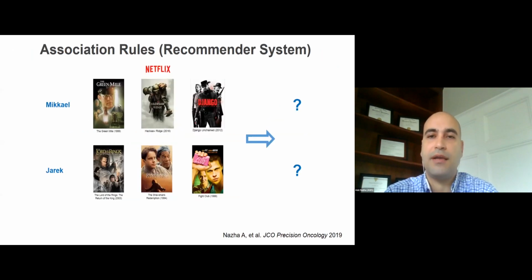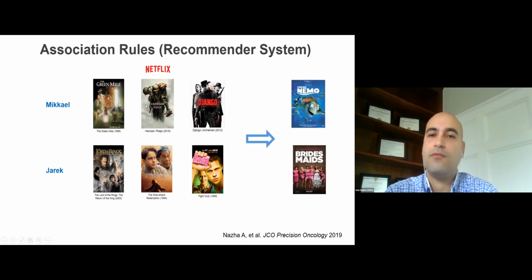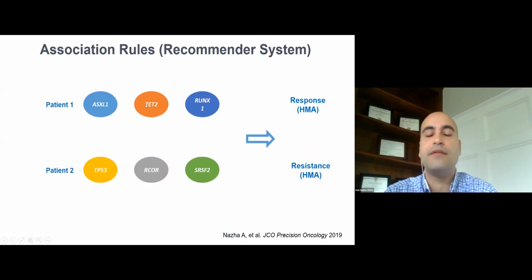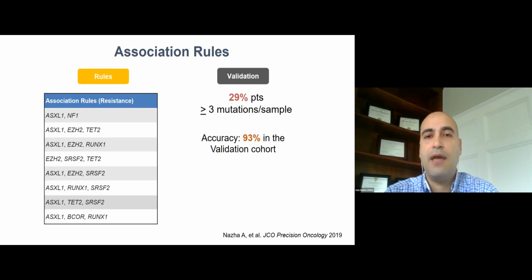So we decided to take the recommender system algorithm. If you take your mentors and study what movies they watched last week, the question is, can we predict what movie they will watch tonight? So we switched mentors with patients and movies with genes, and the question was, can we predict response or resistance to chemotherapy? Using these association rules, we were able to identify genomic biomarkers, a combination of genes, that predicted resistance to chemotherapy with 93% accuracy, and those biomarkers are present in about a third of those patients.